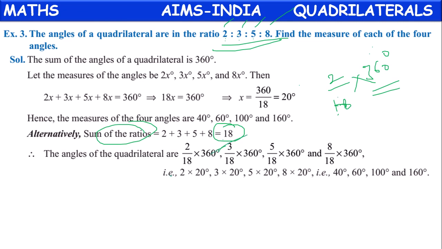Second one, 3 by 18 into 360. 5 by 18 into 360. 8 by 18 into 360. Like that we can find.